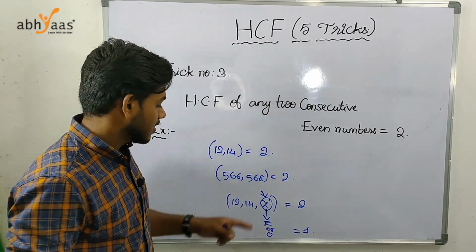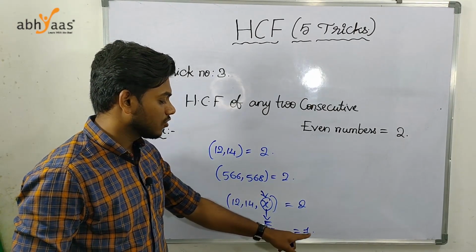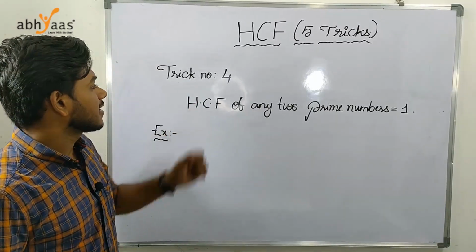And the second case, x is an odd number. In that case, the HCF is equal to 1. This is the trick number 4.